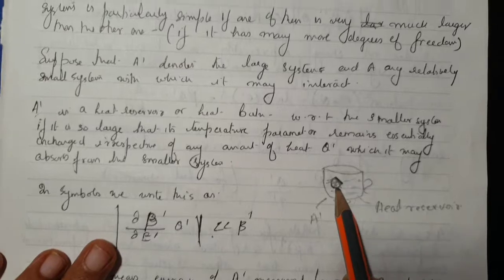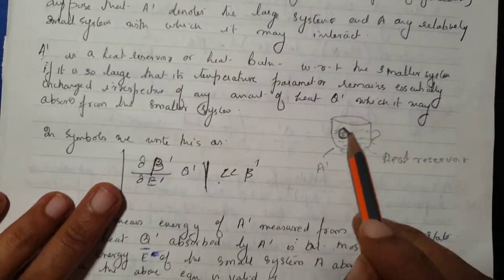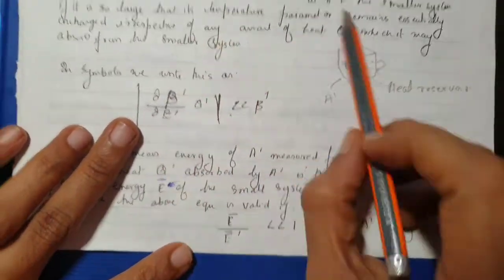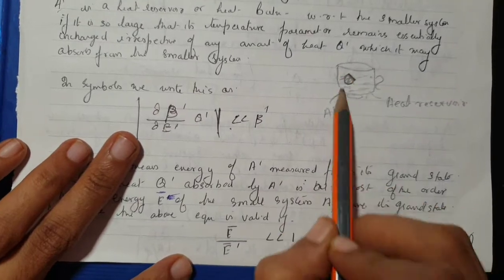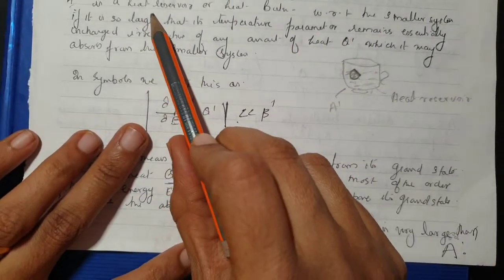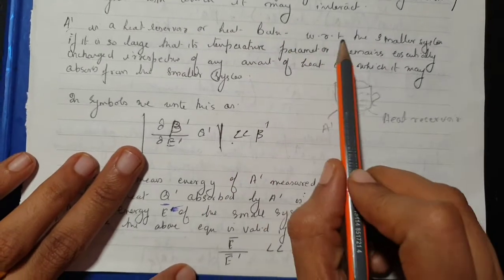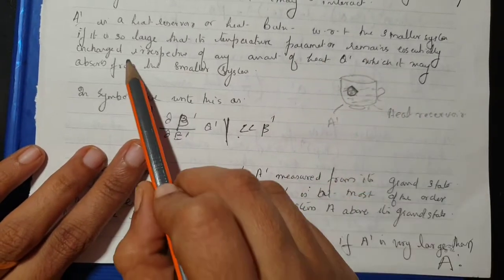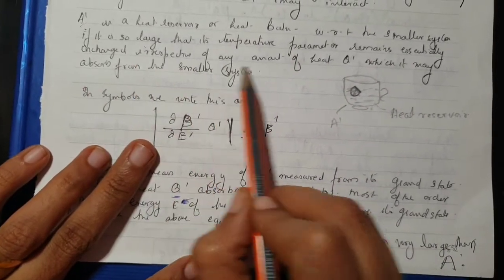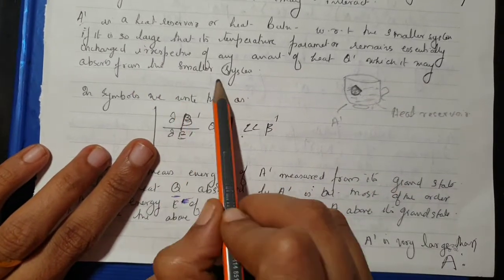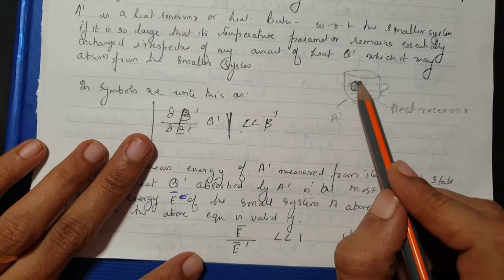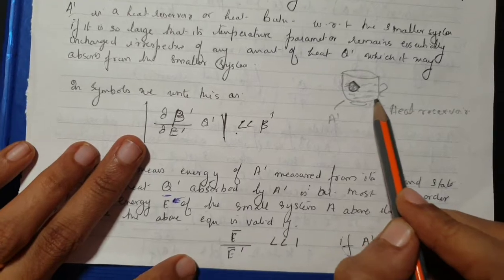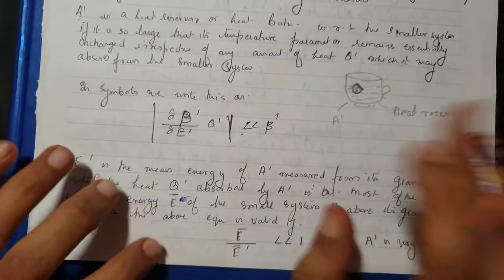A dash is a heat reservoir or heat bath with respect to the smaller system. Here there are two systems. The first one is A dash, that is your cup of tea, and the other system is A, that is your piece of lemon. This is the smaller system and this is the bigger system. A dash is a heat reservoir with respect to the smaller system if it is so large that its temperature parameter remains essentially unchanged irrespective of any amount of heat Q which it may absorb from the smaller system. However much heat this lemon slice gives to this cup of tea, there will be no major change in the temperature of the cup of tea. That is the meaning of that.